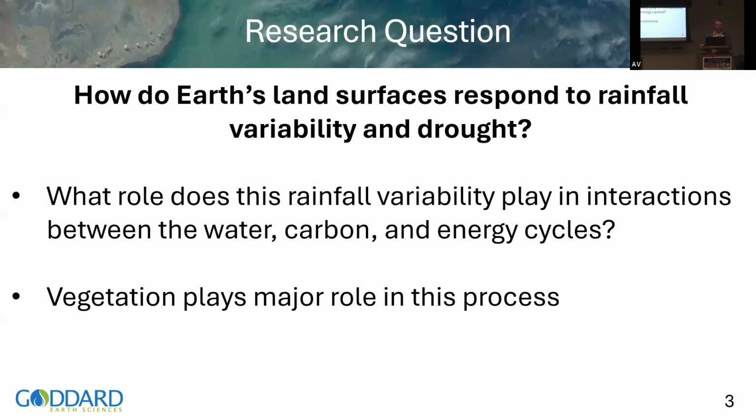In fact, it happens at the leaf surface. So it's just photosynthesis and such: water being converted into carbon, and energy interacting with these processes as well. So that's the main question I'm after there.